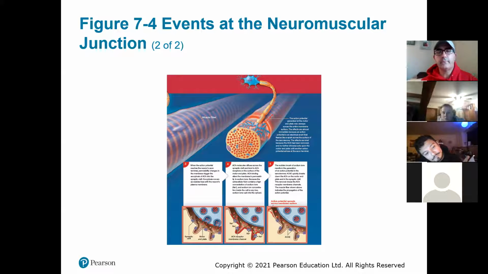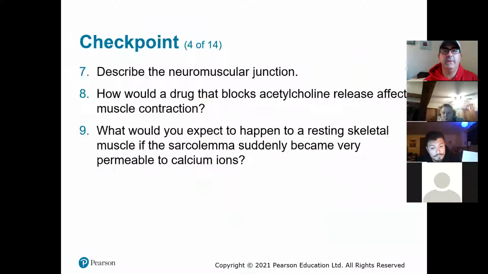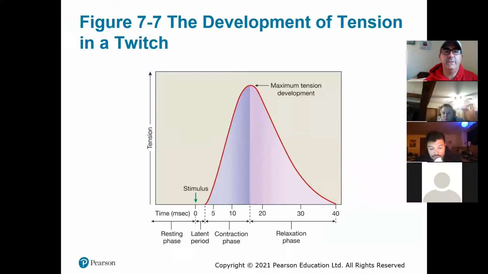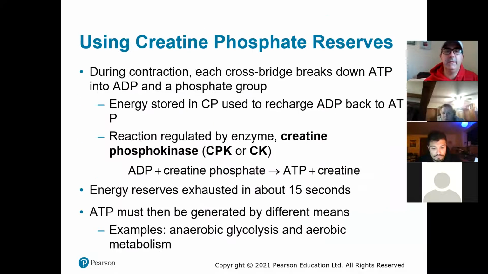Now, what we'll do in the future, what we'll do on Wednesday is go through the contraction cycle a little bit, right? And the amount of tension produced, the muscle twitches, that kind of thing.